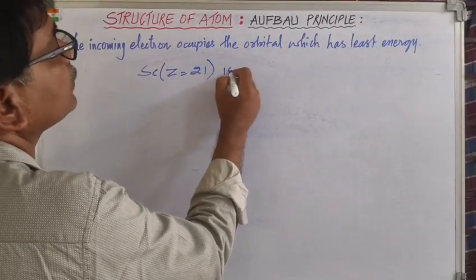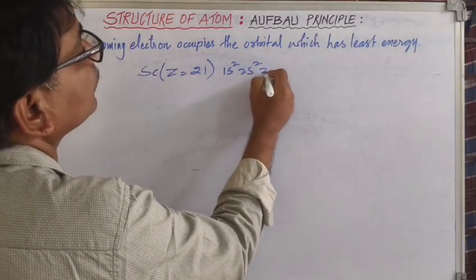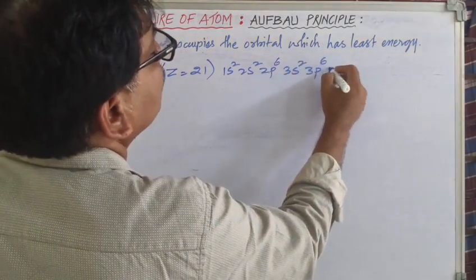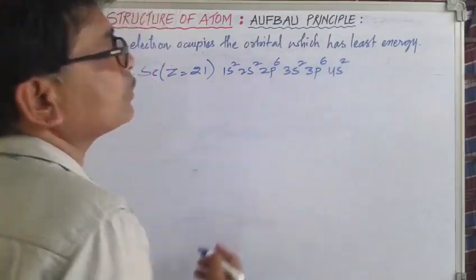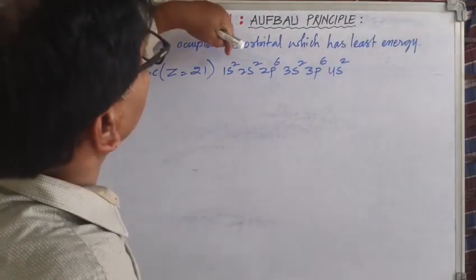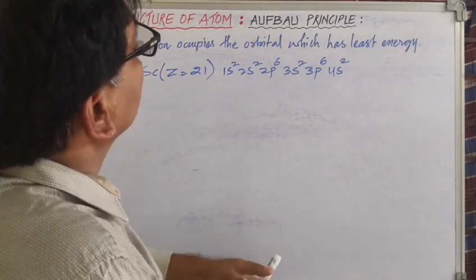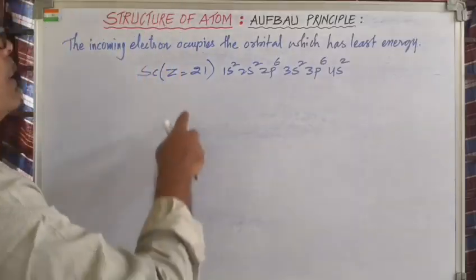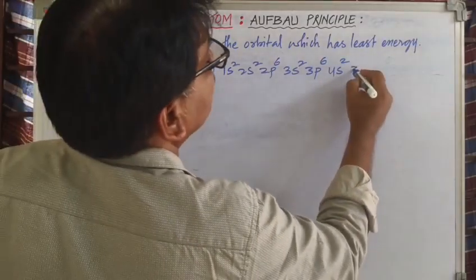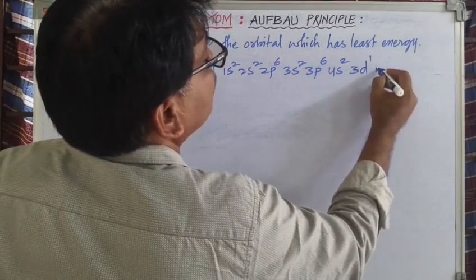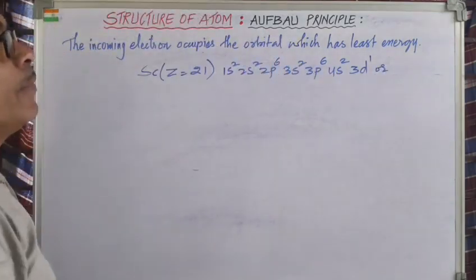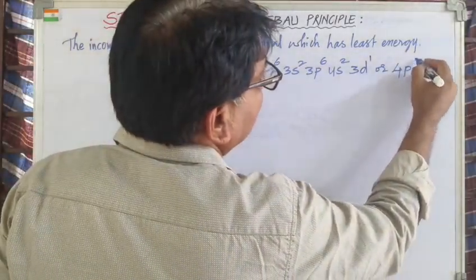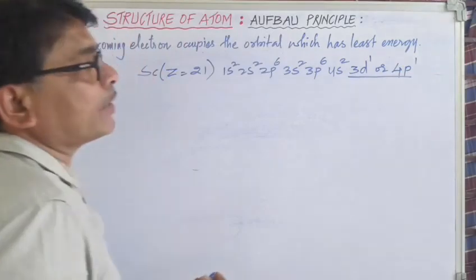And the electronic configuration is 1s2, 2s2, 2p6, 3s2, 3p6, 4s2. With this we have finished 20. You can count: 2 plus 2 is 4, plus 6 is 10, 12, 18 and 20. Since we are writing it for 21, then it is 3d1. As I told you, only for the sake of explaining Aufbau principle, you have to go to the next energy level, and that will be 4p1 according to your Moeller chart.